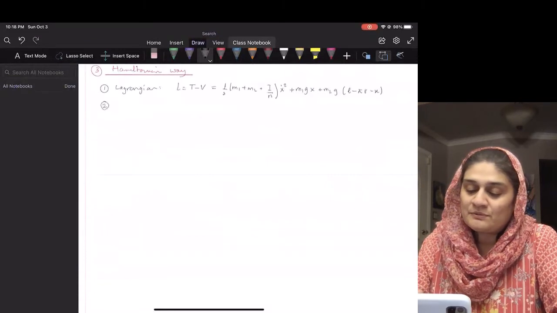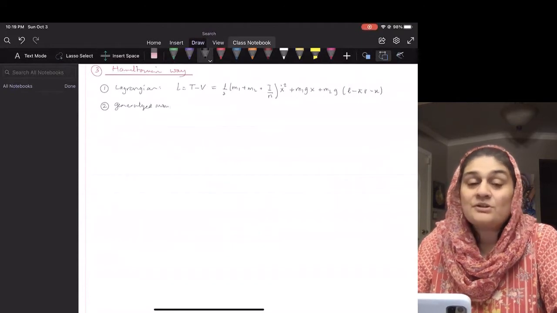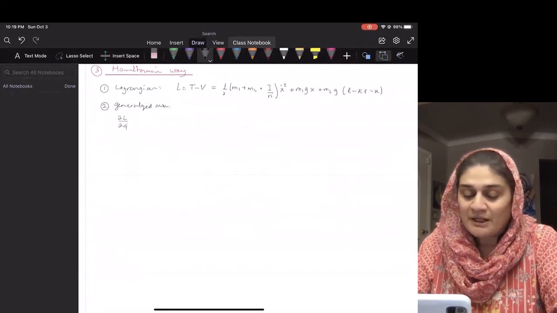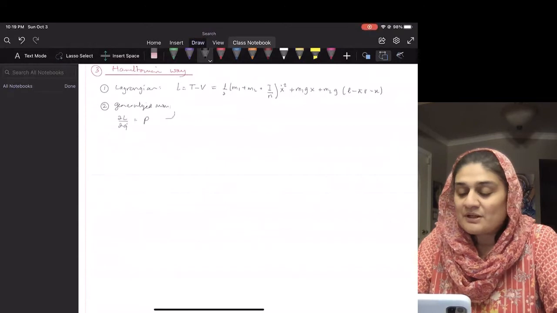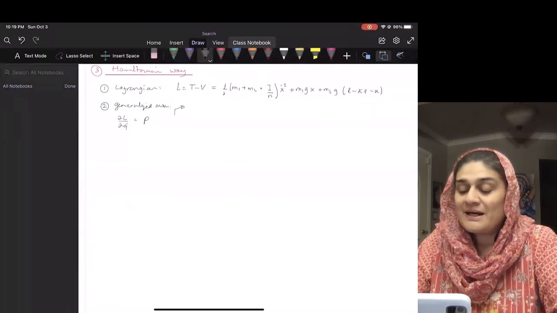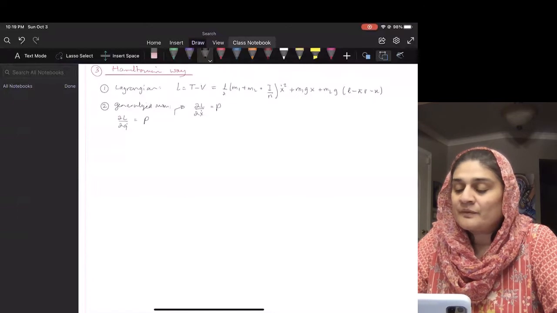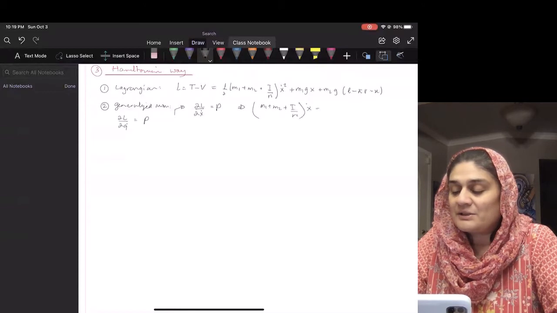Step number 2, write the generalized momentum in terms of coordinates, and the expression looks like partial L over partial Q dot equals P. So in our case, what is a generalized coordinate? X dot. Very good. So it'll just be partial L over partial X dot equals P, or (M1 plus M2 plus I over R squared) X dot equals P.